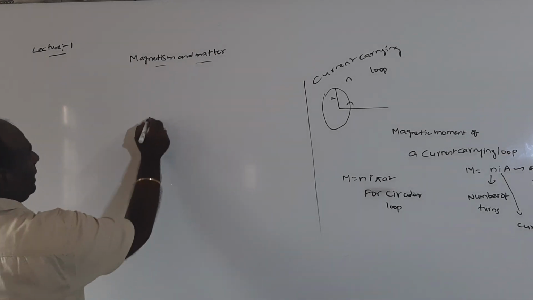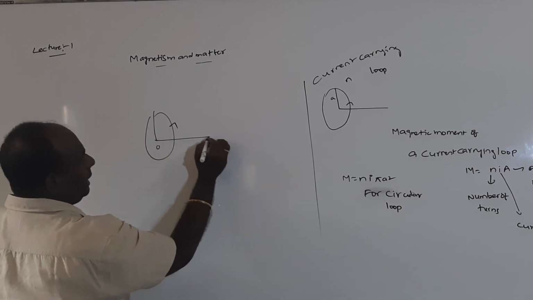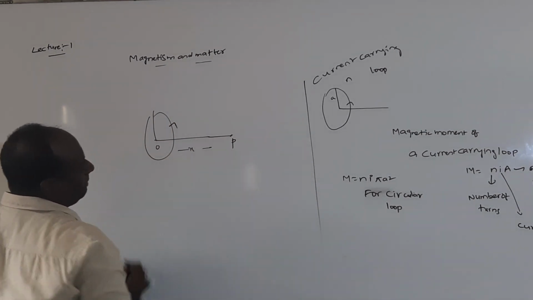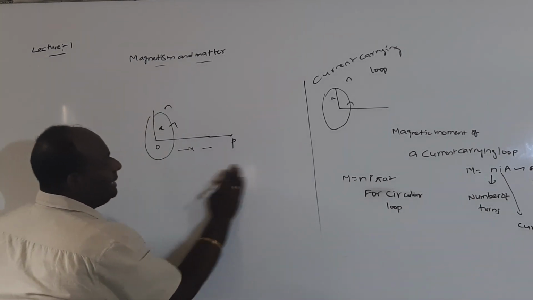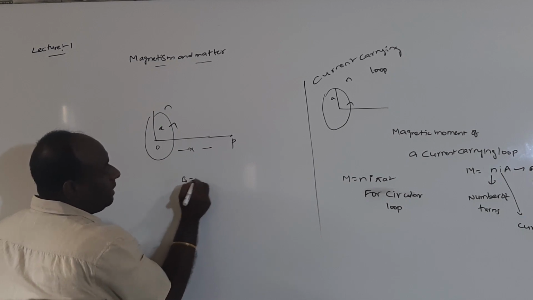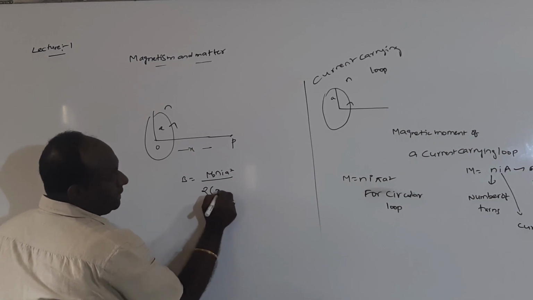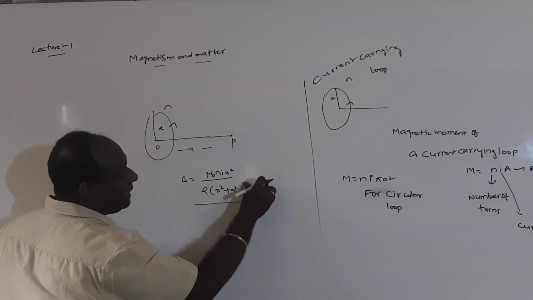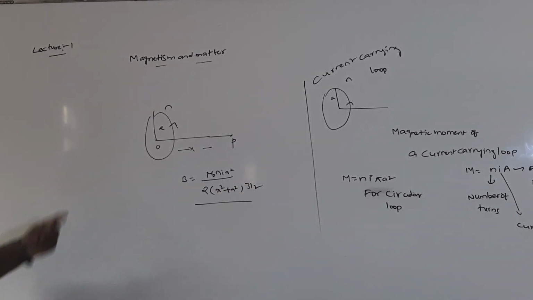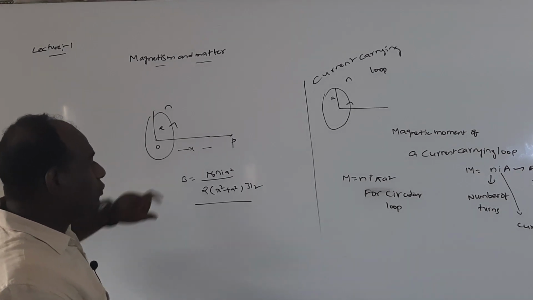In the same manner, I want to write one more formula: the magnetic field due to a current carrying circular loop. P is a point at a distance x from the center, and the radius is A, with n turns. The magnetic field produced is given by B equal to mu naught N I A square by 2 into (x square plus A square) whole power 3 by 2. These two derivations we already studied in moving charges and magnetism. We can use them to explain the bar magnet as a solenoid.